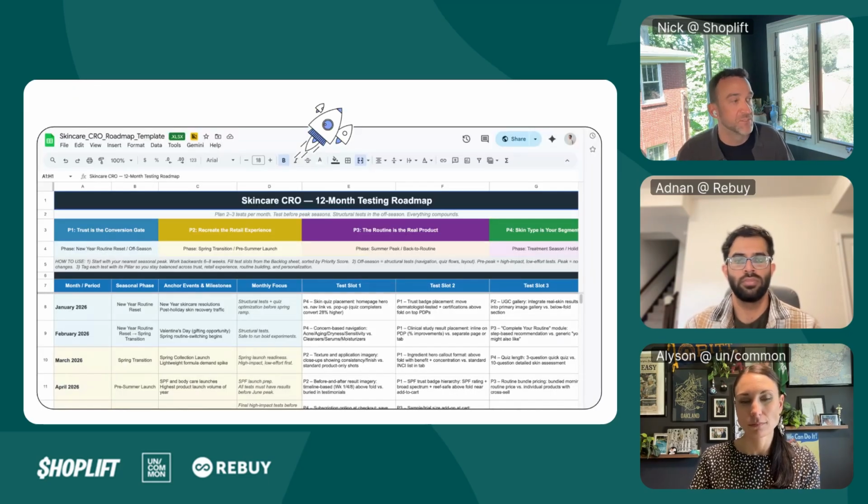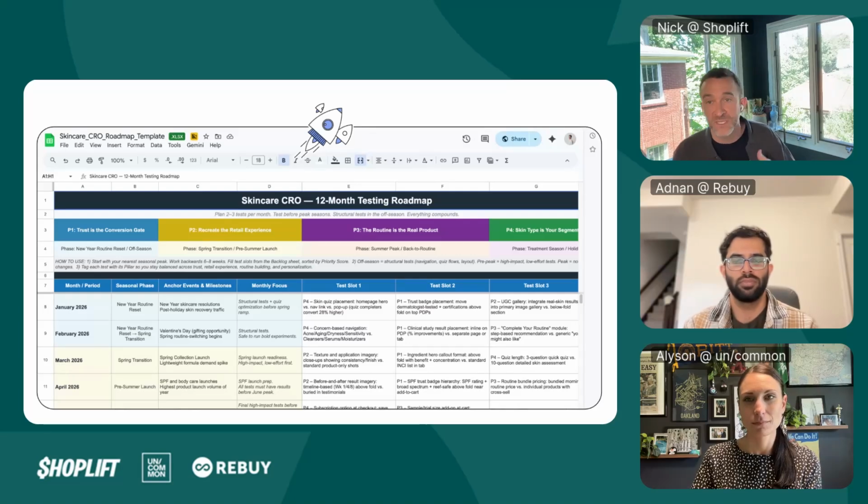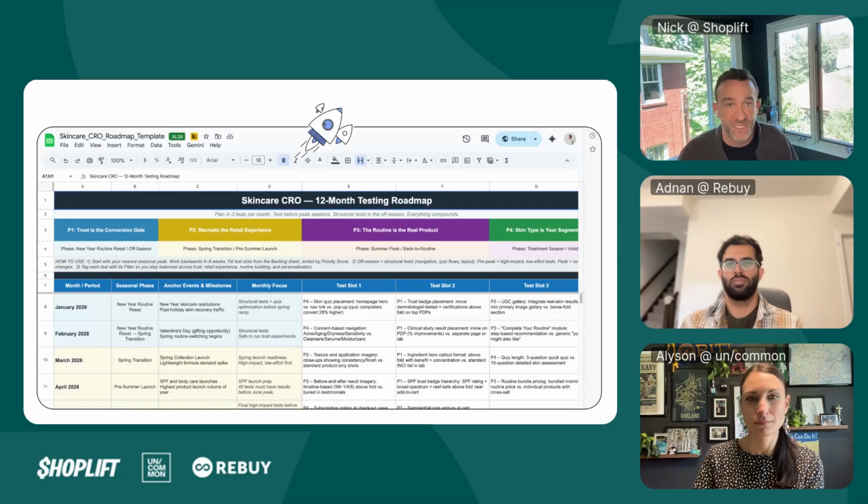So there's a bunch of columns: what month, what your phase or strategy for that time of the year is, any anchor events or milestones in your calendar, key sales, key things that happen to your consumer, back to school, summer break, et cetera, and what your focus for that brand is going to be for the month, and then what test ideas are going to load into those test slots.